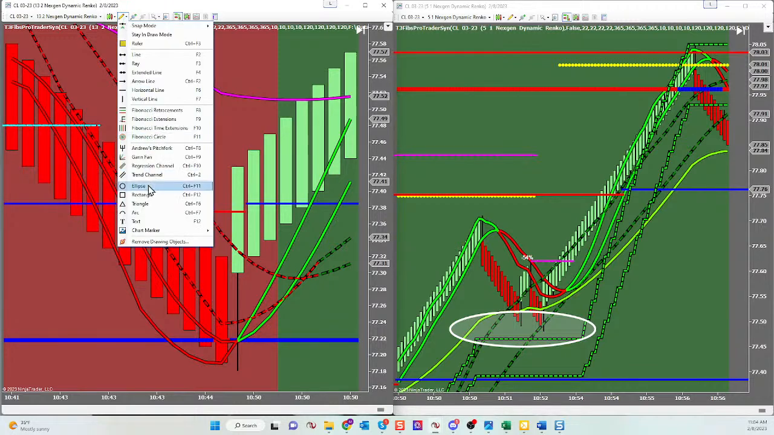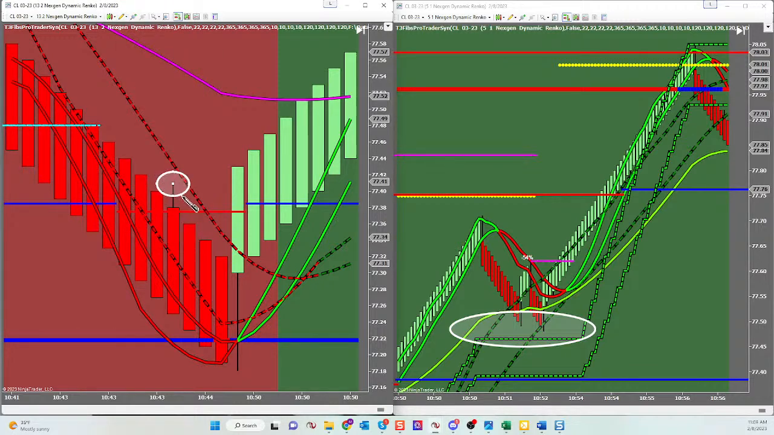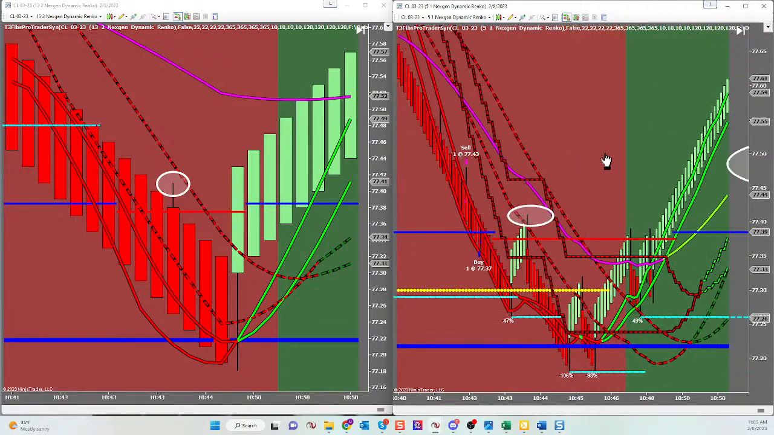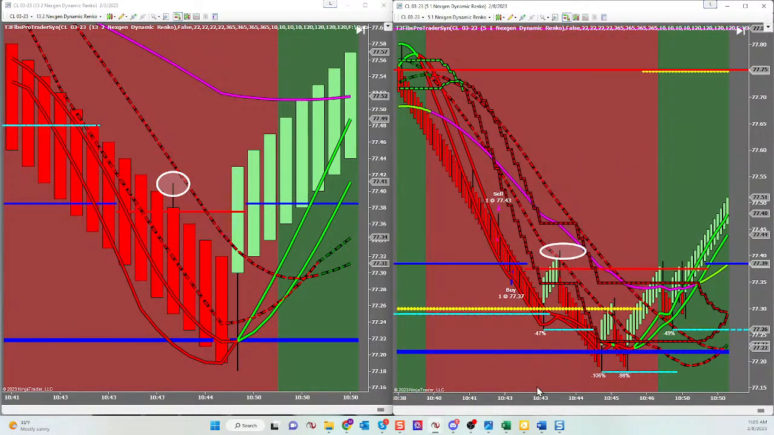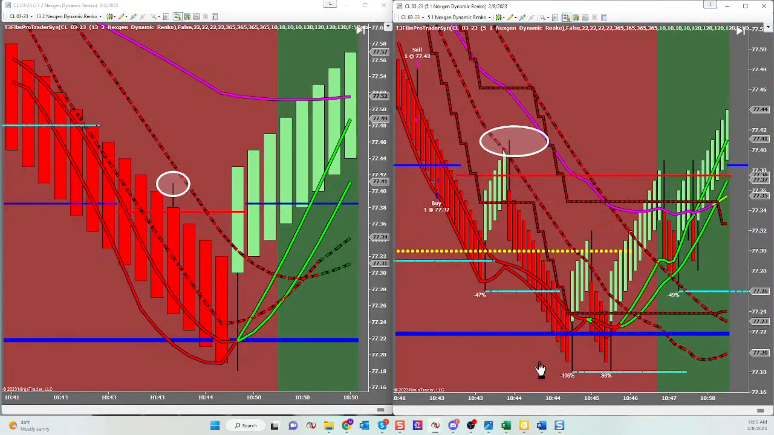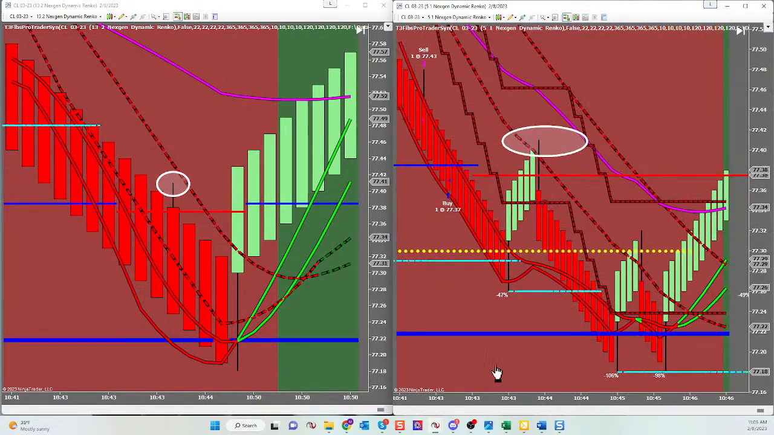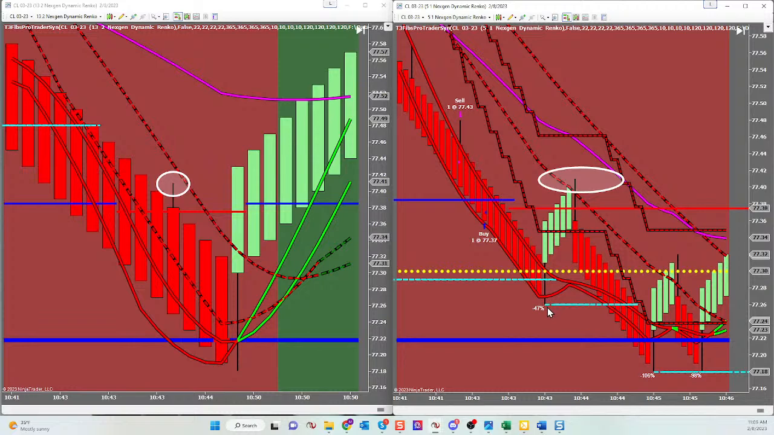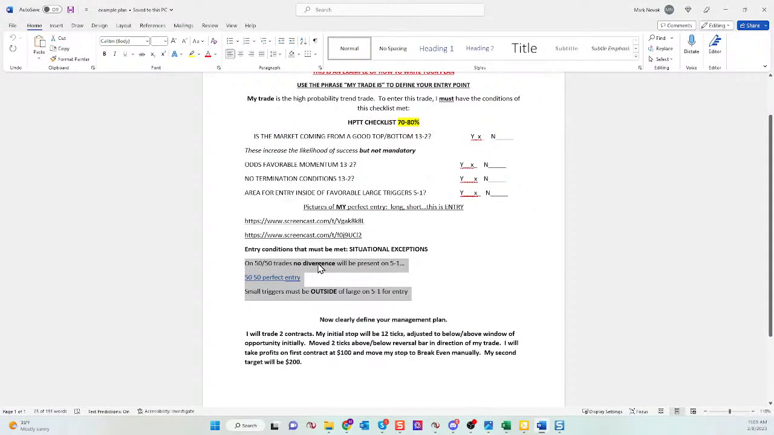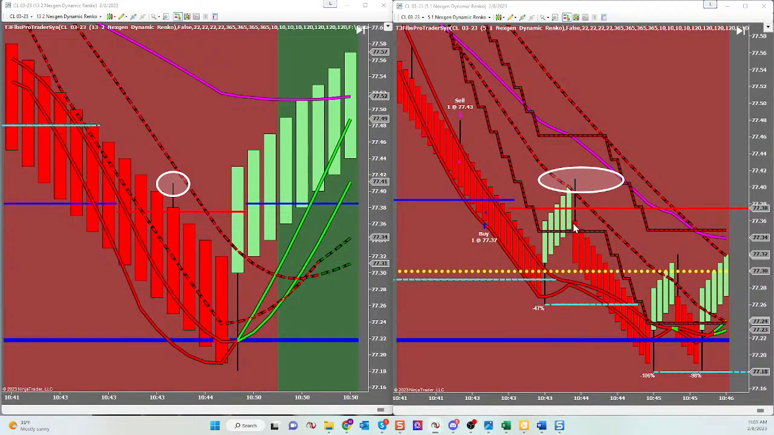So let's circle the tail and see if your rules for a 50-50 have been met. I'm going to scroll back on the 5-1 until I see. And let's see what happened. Divergence printed, right? My rules say no divergence on a 5-1. Guys, this isn't my trade.